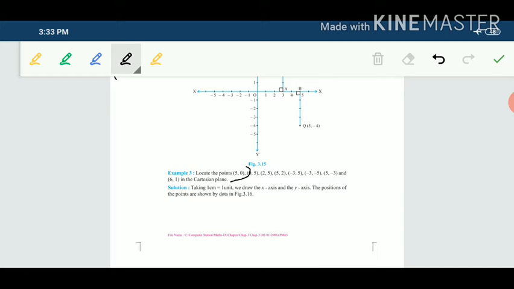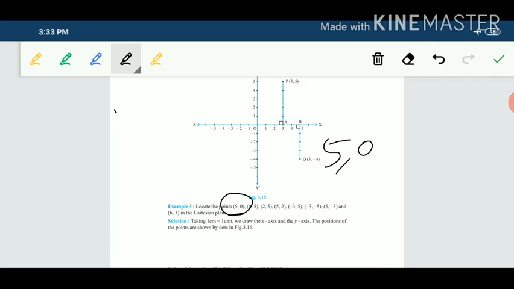The first coordinate given is (5, 0). Both the values of x and y are positive. So in which quadrant is it lying? Yes, it is lying in the first quadrant. Similarly, the second is also both positive. So the first four are lying in the first quadrant.